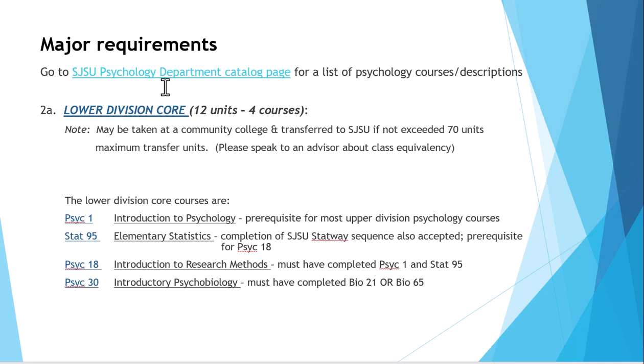Here you'll find a list of all of our psychology courses and a description for each of the classes, so you can get a little bit more detail in terms of what the content of each class will be. Now, Psych 1 is the General Introduction to Psychology course. It's also a lower division GE course, and it's a prerequisite for most of our upper division psychology classes. So once you've taken Psych 1, then you can enroll in many of our upper division psychology classes.